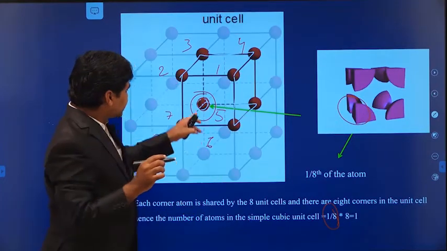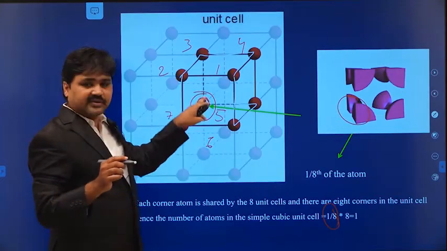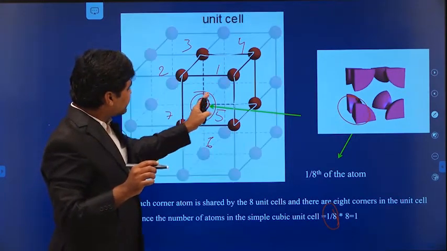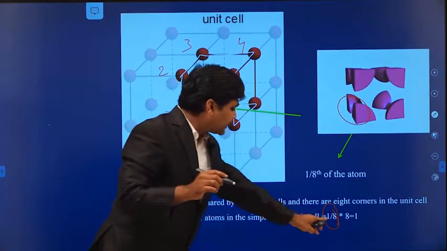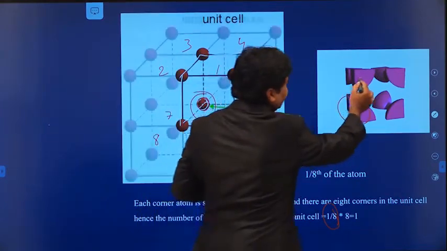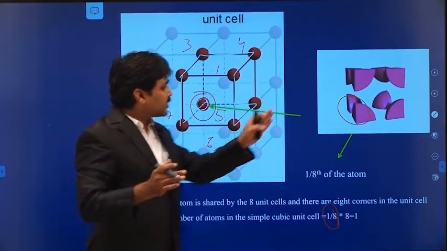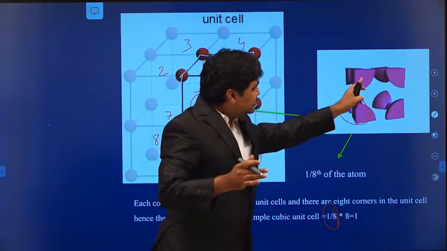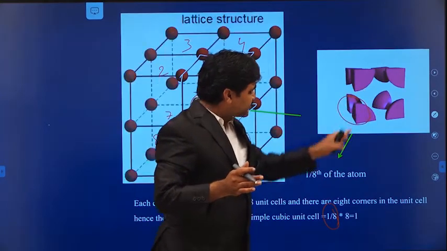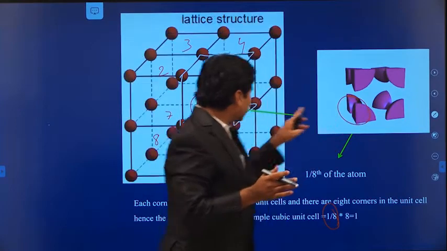This corner atom is shared by the 8 unit cells, so the contribution from this atom to this unit cell is equal to 1 by 8. Since there are 8 atoms at the 8 corners of the simple cubic structure, from each atom there will be a contribution of 1 by 8 atom, and there are 8 corner atoms like that.